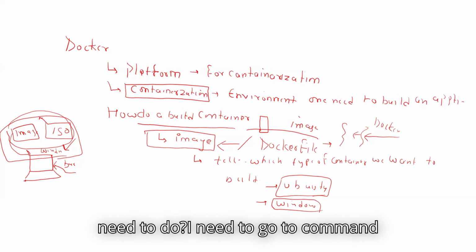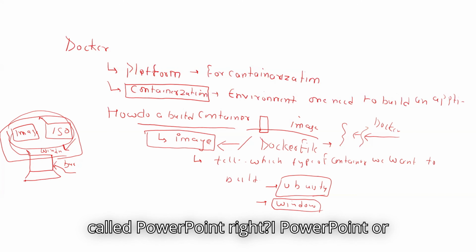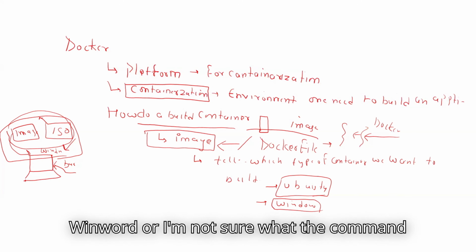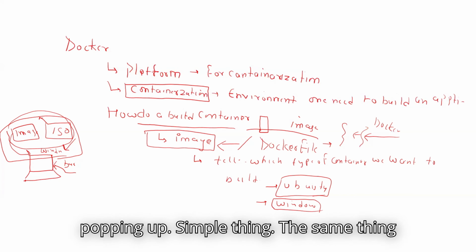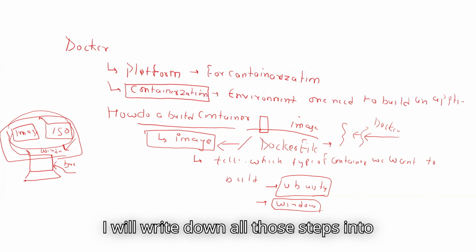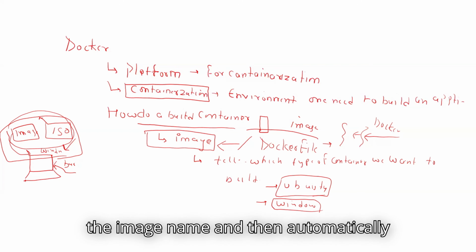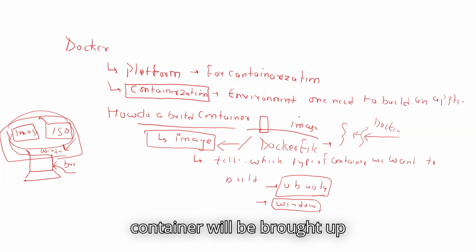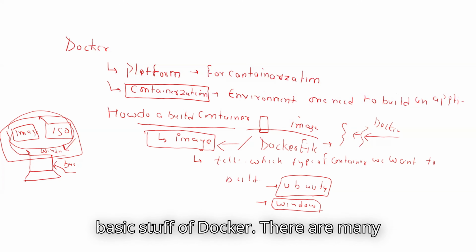Imagine the same thing I have to do using a CLI, command line interface. What do I need to do? I need to go to the command prompt. There I need to type a command for PowerPoint. I'm not sure what the command is, but I need to type that command and then PowerPoint will automatically pop up. The same thing I have to do, instead of typing it there, I will write down all those steps into a file called a Dockerfile. And then I just need to run docker build and then the image name, and automatically the container will be brought up. So this is the basic stuff of Docker.